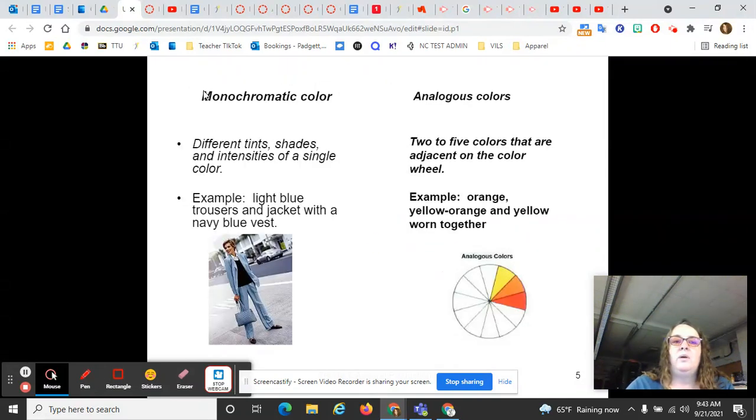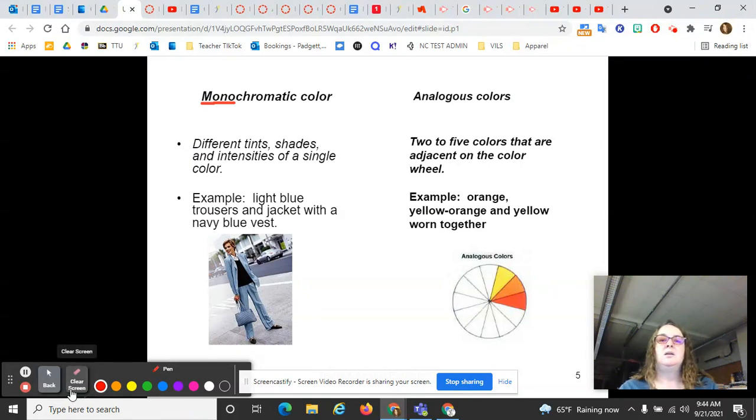We're going to start with monochromatic. Mono, M-O-N-O, means one. Okay, so basically monochromatic is one color. So what you do is you take your base hue, so for example in this photo it's blue, and you put it together with different tints, shades, and intensity of that color.